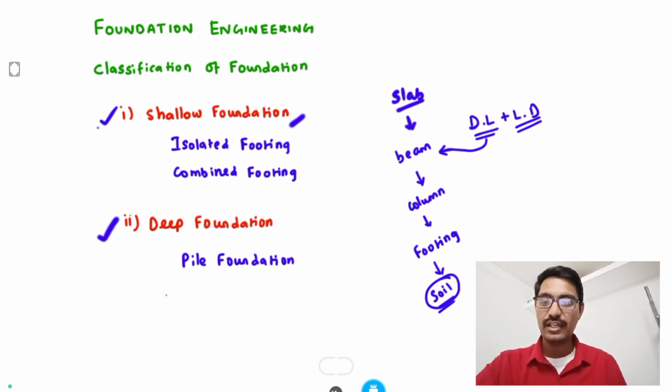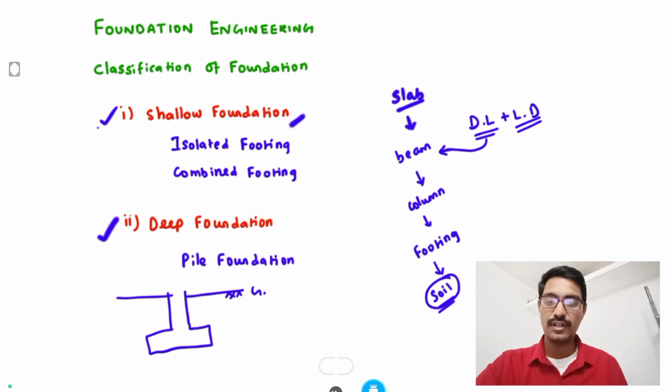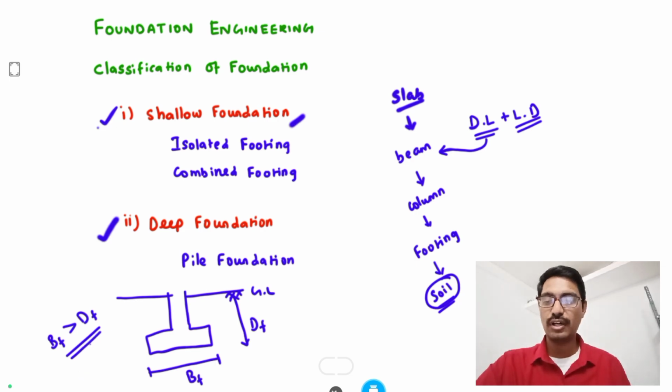We can take this as the footing. This is the ground surface. This is the ground level. This is the depth of foundation, or depth of footing. This is the width of foundation, or width of footing. Whenever the width of foundation is more than the depth of foundation, that is called a shallow foundation. Vice versa, if the width of foundation is less than the depth of foundation, that is called deep foundation.